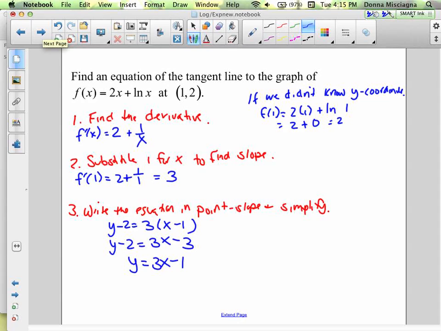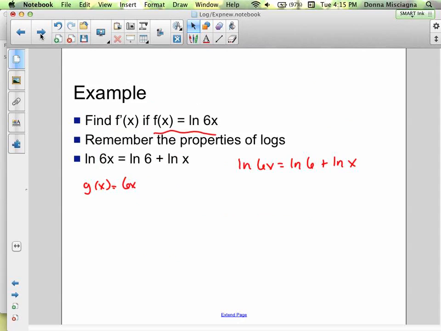It's also acceptable to leave it in point slope, but here I put it in point slope and slope intercept form. All right, let's do some more problems. I think working with natural log is pretty nice and easy.